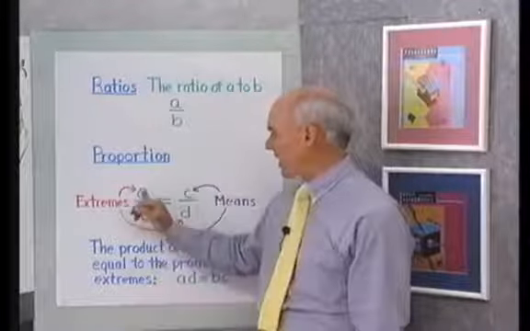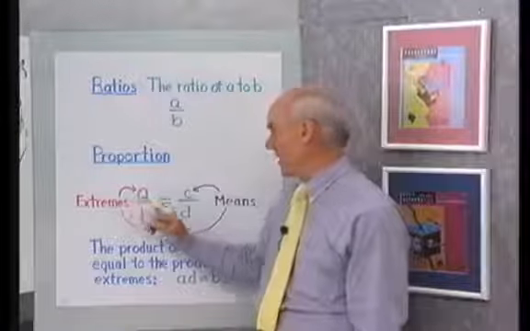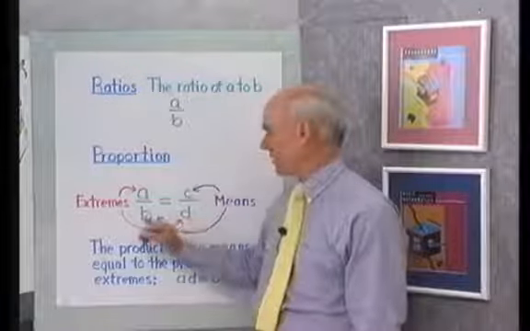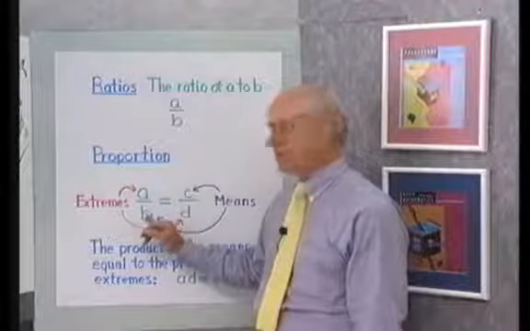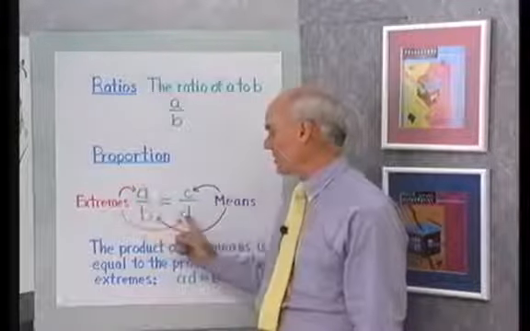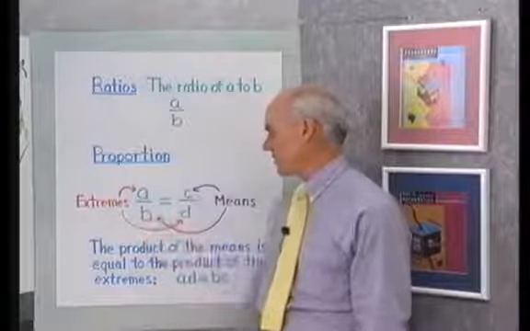Now the two outside numbers, that is this first number A and this last number D, those are called the extremes of the proportion, and the middle numbers, this B and this C, those are called the means of the proportion. So the outside numbers are the extremes and the inside numbers are the means.